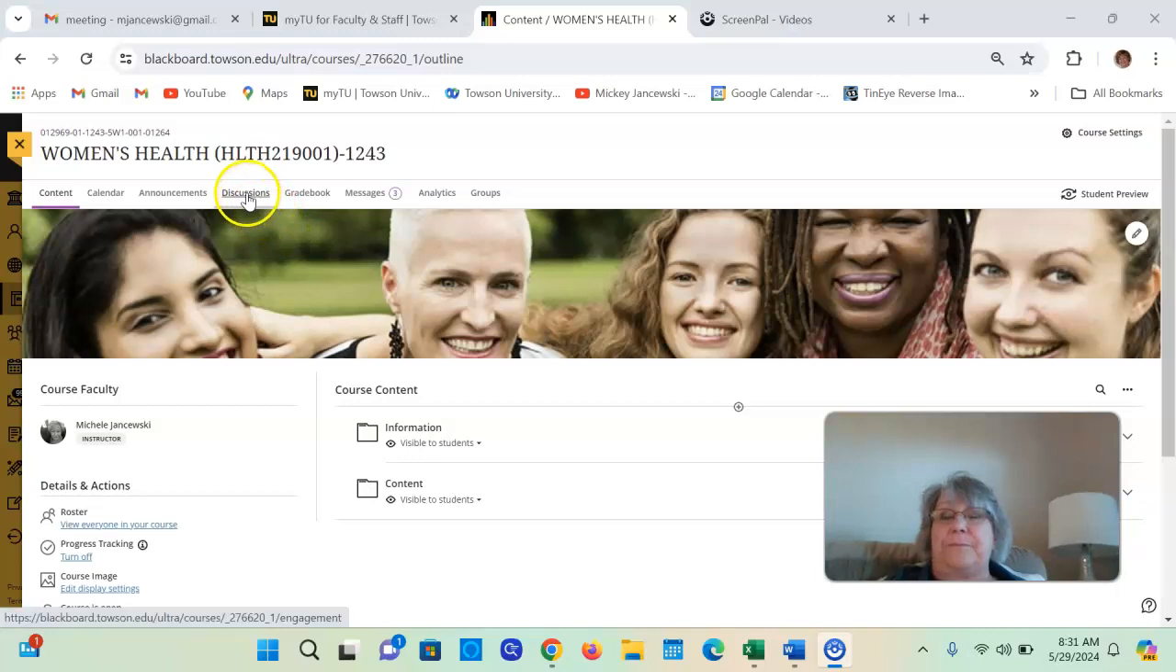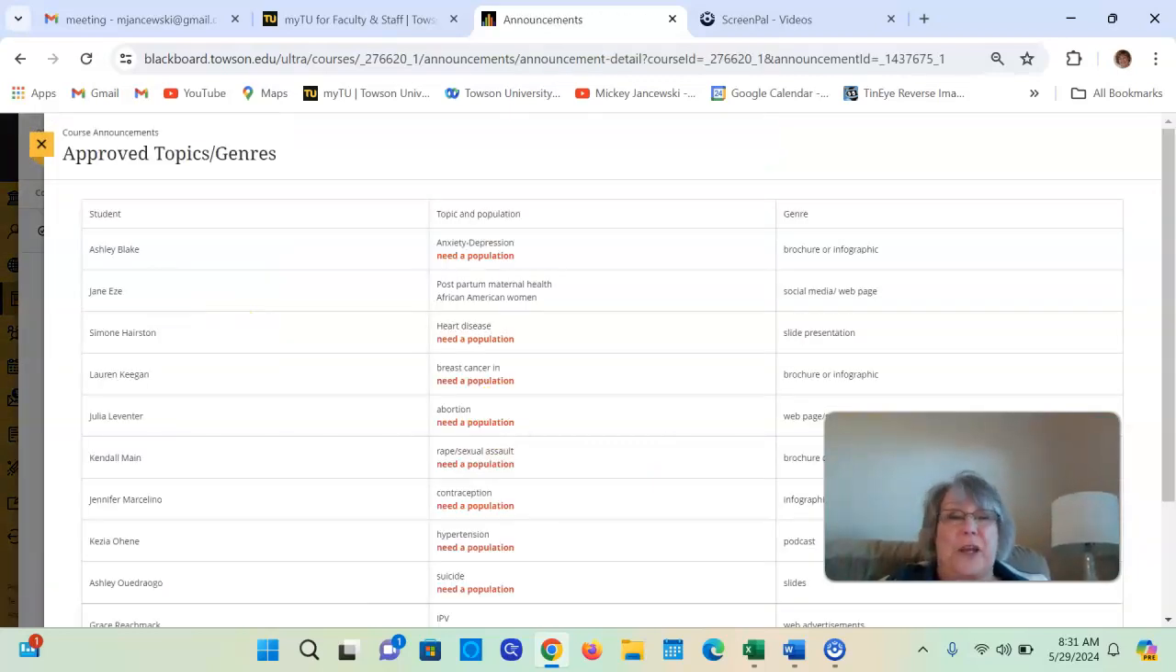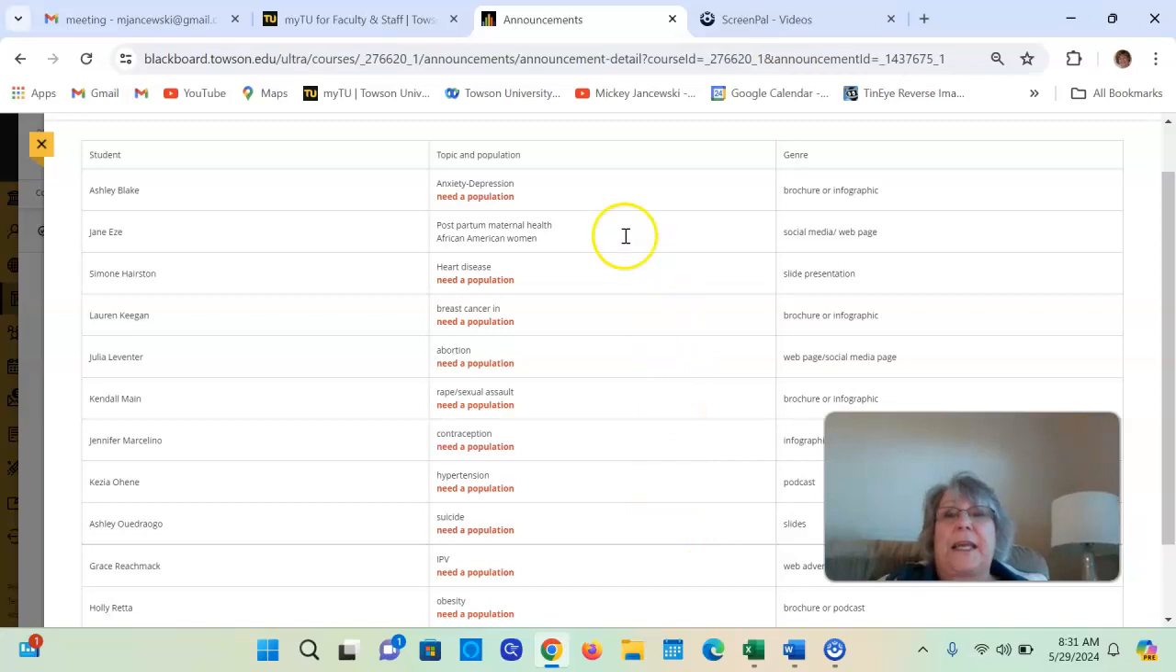The first is the assignments and the big assignment, which is these approved topics and genres. Since some people have dropped the class, we're only going to have one large discussion group with 12 to 13 people in it. On this chart are your topics that you've been approved to do, and the genre are over on the right. And then some of you still need to identify a population. The reason why this is important is that your message, your genre, what the information you're making is for a specific group of people.